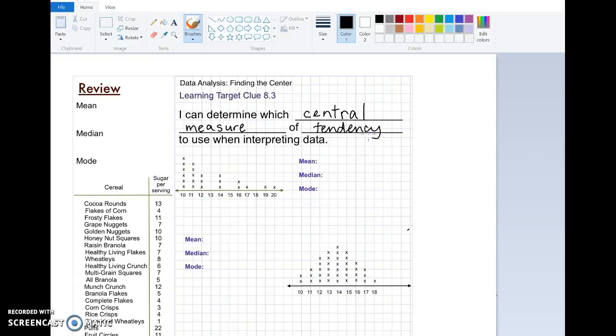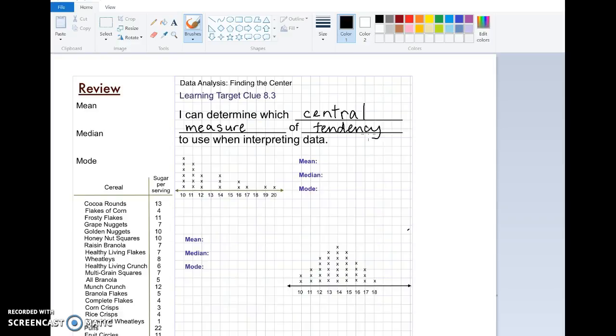Now, let's think about what those words mean. Central measure of tendency. What does central mean? If something is central, it means it's in the center, right? Measure is how we measure something. It's how we count or determine an amount. And so if we want to know the central measure, it means the center of some data. And when it says of tendency, that means how is it tending to be? How is it leaning? What's it leaning towards? What is the most appropriate central measure or center of the data?